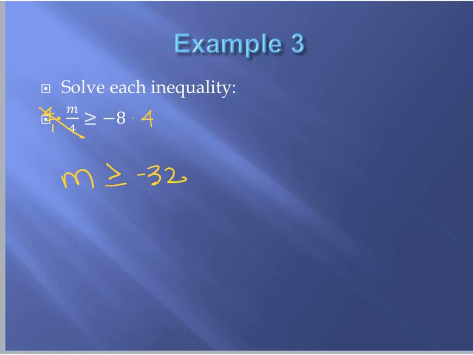So I'm having to multiply by a +4 to clear out my denominator. Because I'm multiplying by a positive on both sides, I do not change my inequality. And this right here is my final answer.